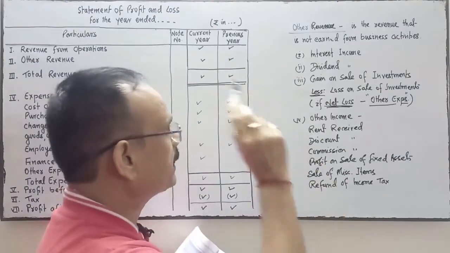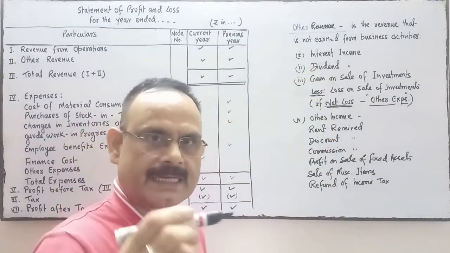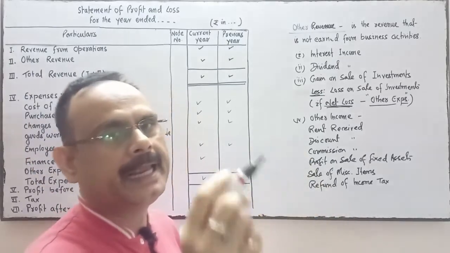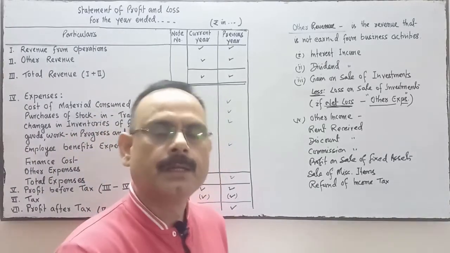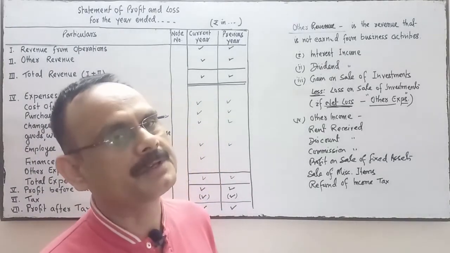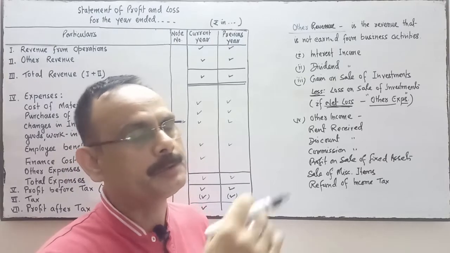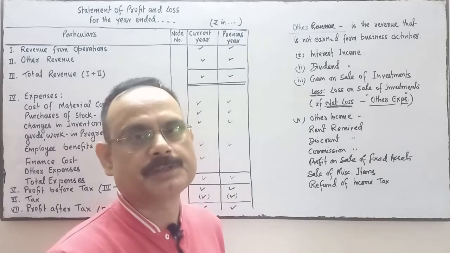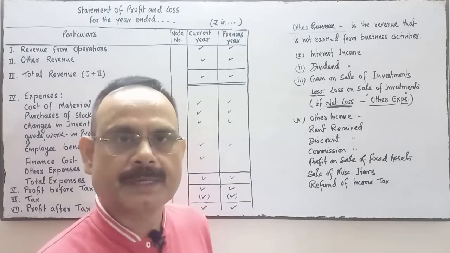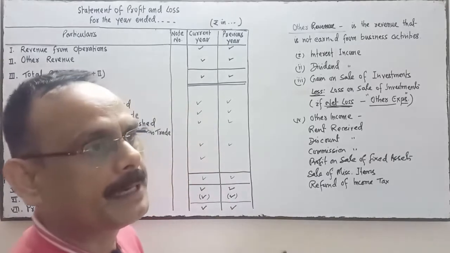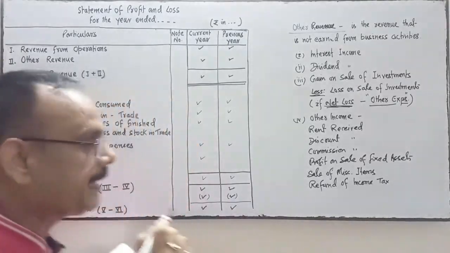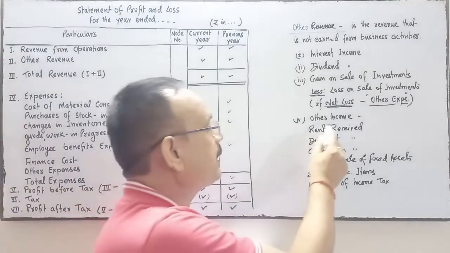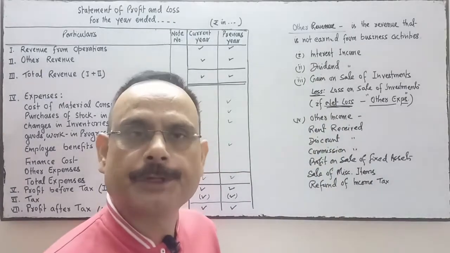So in other revenue: interest income, whether it is received or receivable, means accrued; dividend income; gain on sale of investment, less loss on sale of investment. If gain is more, then it will be reflected in the other revenue, and if loss on sale of investment is more than the gain on sale of investment, then that loss will be separately shown in the other expenses. And other incomes are also taken into other revenue.